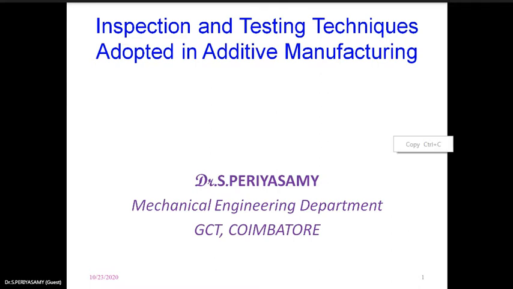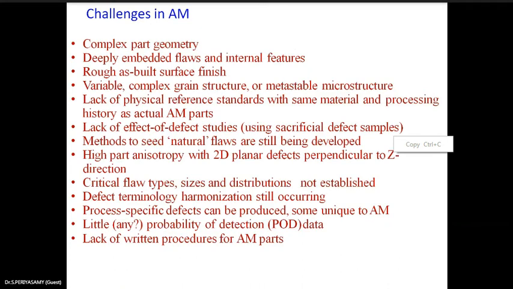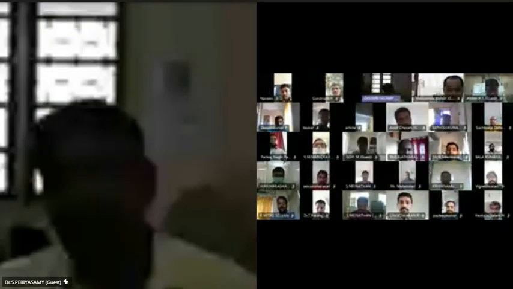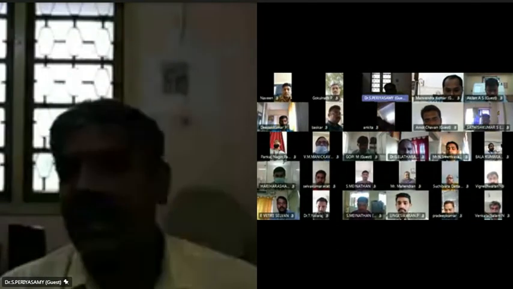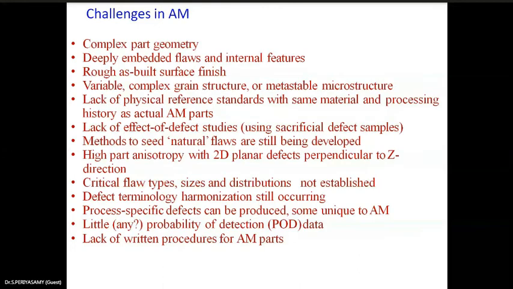Here I list some of the challenges we have in additive manufacturing systems. What are we manufacturing in additive manufacturing? Either SLS, SLM, or fused deposition machines, whatever it may be. You have a complicated structure. The part is complicated, so the testing or inspecting is also very complicated.